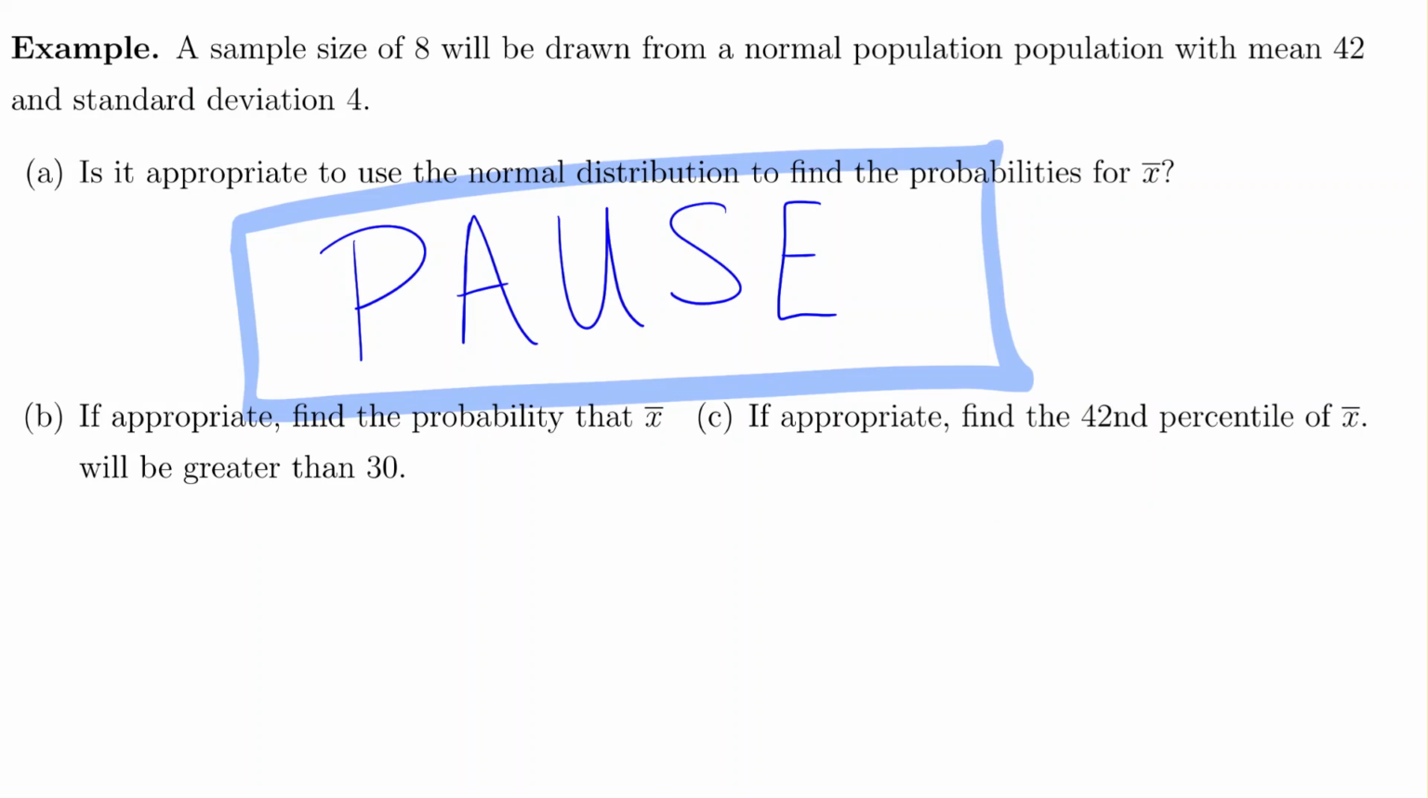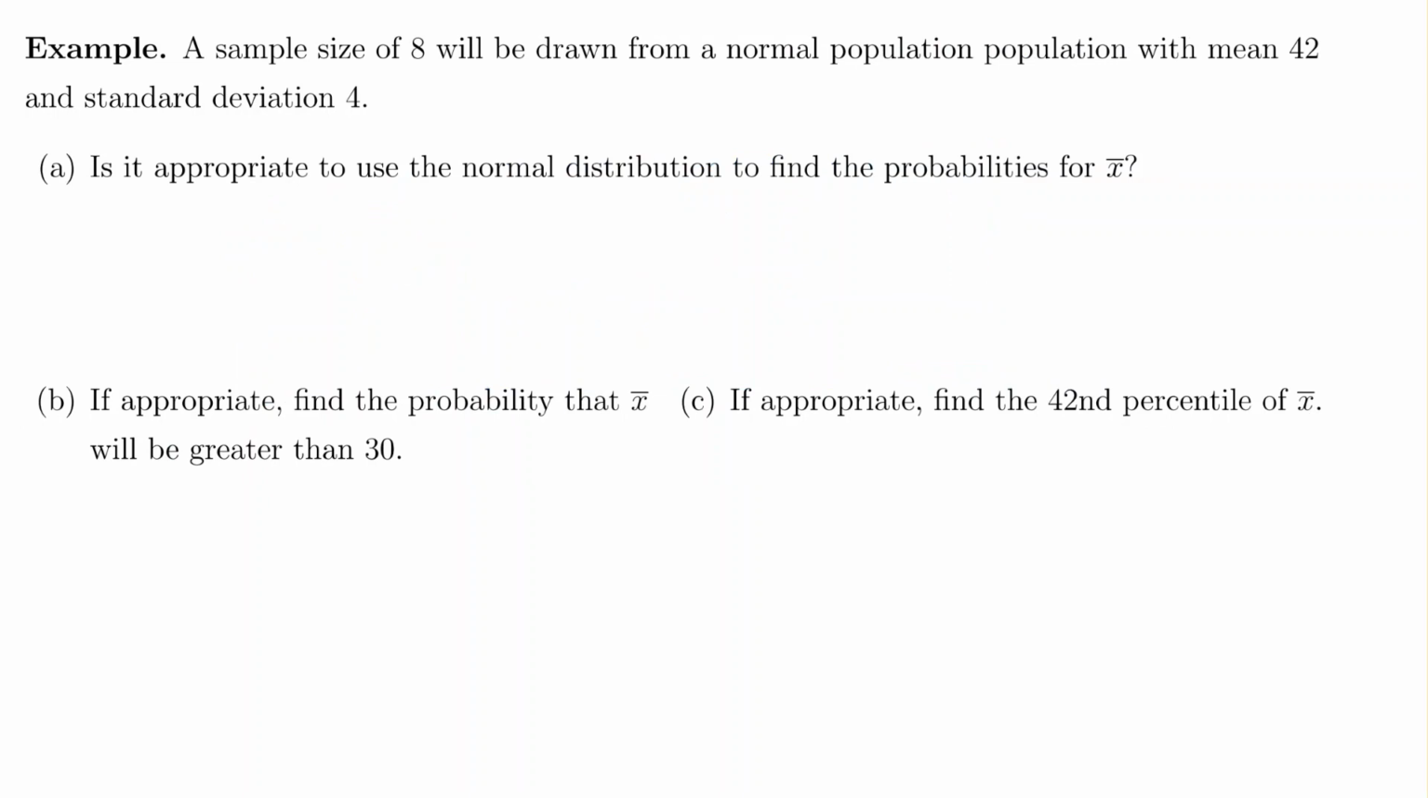So for the next problem, attempt it on your own, unpause to check your work. So here we've got that a sample size of 8 is drawn from a normal population. And that is our key phrase here. This is not a sample of just any old population, it's a normal population. The mean is 42, the standard deviation is 4.